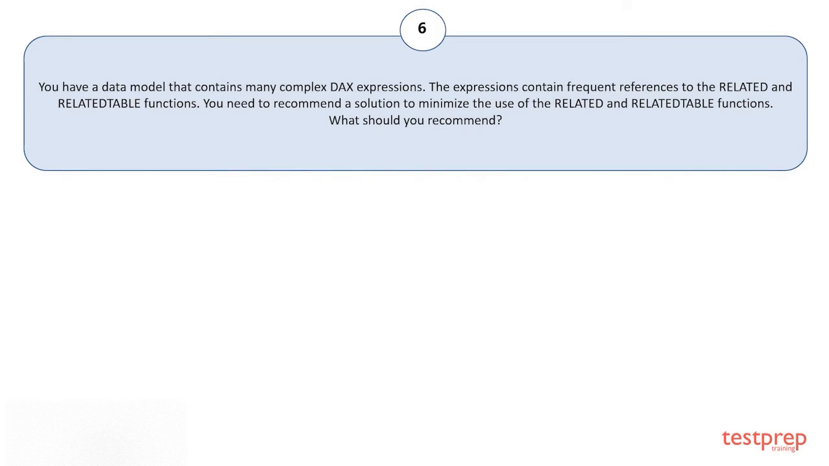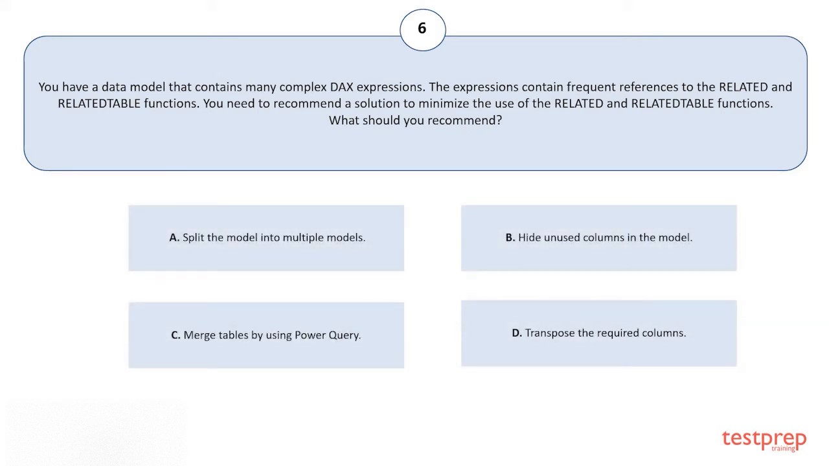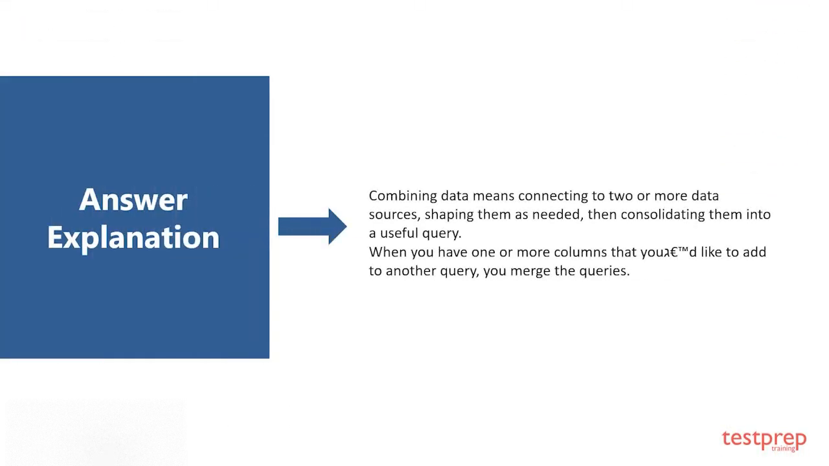Your options are A. Split the model into multiple models. B. Hide unused columns in the model. C. Merge tables by using Power Query. D. Transpose the required columns. The correct answer is option C. You can refer the following for the explanation of the answer.